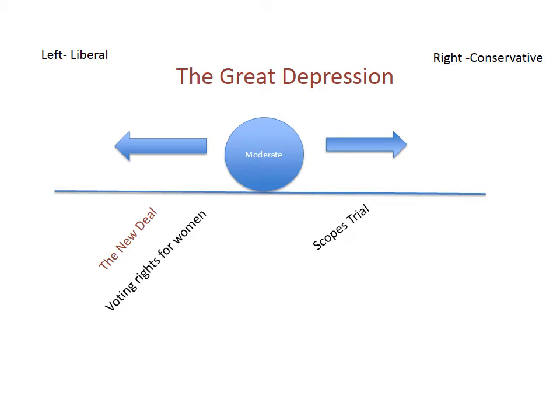Think about the 1920s and the Scopes trial. The Scopes trial had to do with whether evolution should be taught in schools. Of course, the Scopes trial lost, and it was determined that evolution should not be taught in schools. So that would be on the right, or towards the conservative side.